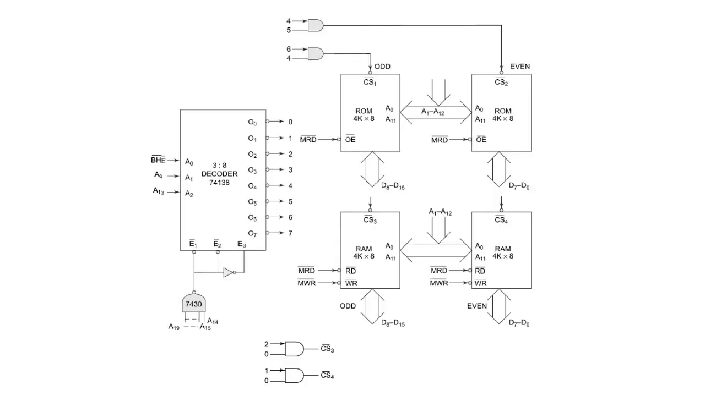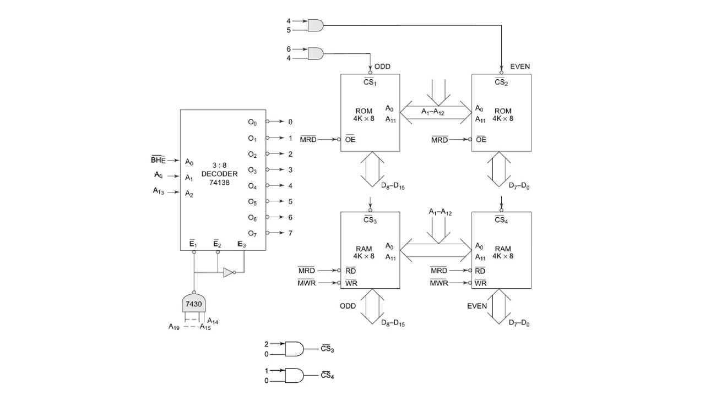This figure is the interfacing diagram of the memory system. As we discussed in the previous table, the decoder circuit has three inputs, which are the BHE bar signal, the A0 signal and the A13 signal. Now, the decoder circuit will get these three inputs and decode them into 8 outputs. These 8 outputs are used as the chip select logic.